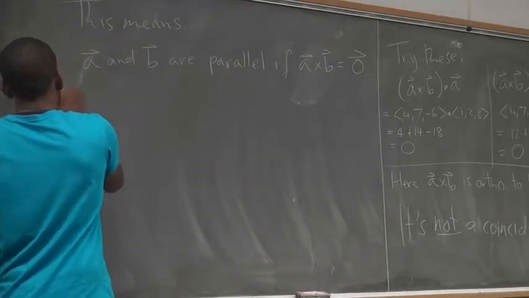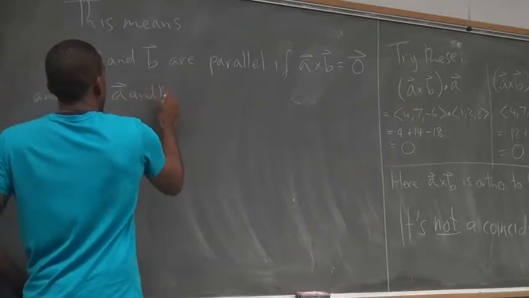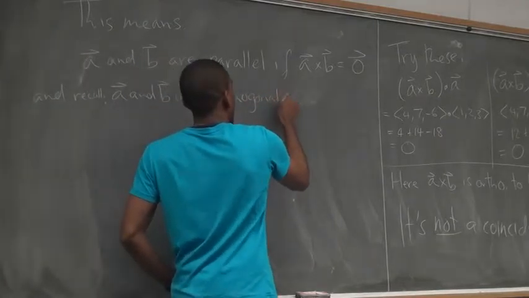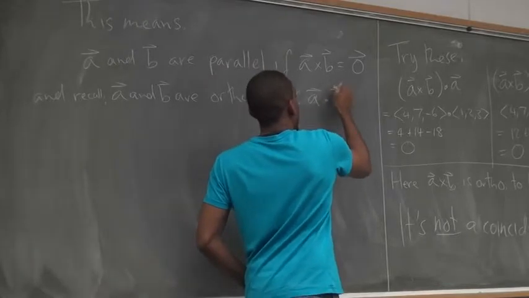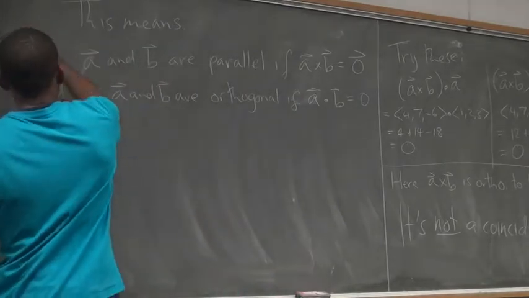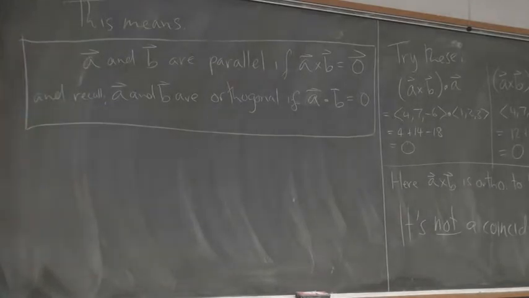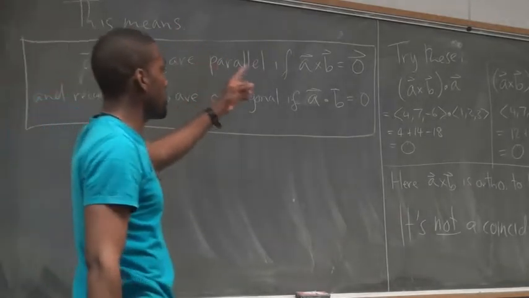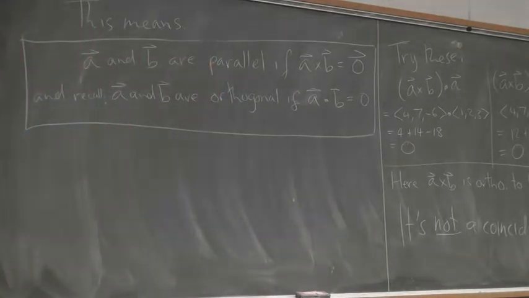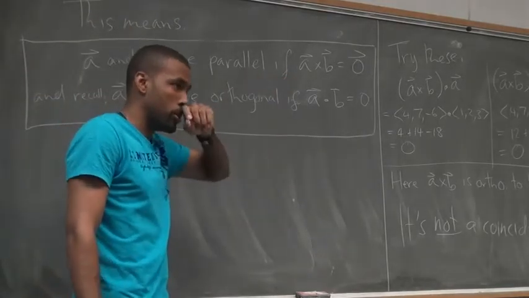And recall, A and B are orthogonal if A dot B equals 0, without the vector sign, because that's a scalar, right? So these are two very important things about our products. If the dot product is 0, your vectors are orthogonal. If the cross product is 0, they're parallel. And it's always nice to know if two things are perpendicular or parallel. You can use the dot product to talk about orthogonal, and the cross product to talk about parallel.